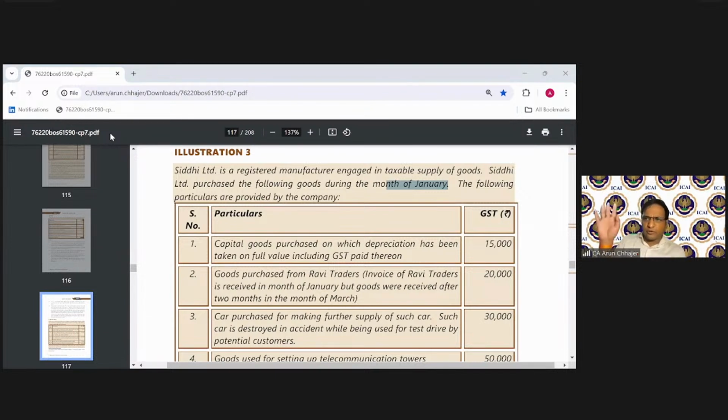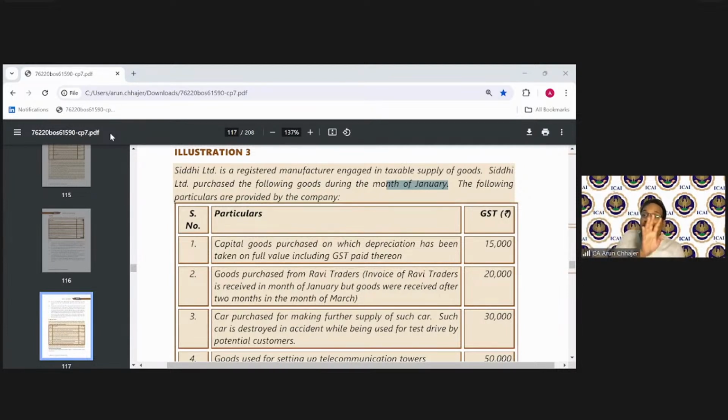Here we are not talking about the filing of the GST return. So can you claim the ITC? Claiming and reversing, that concept is applicable in the GSTR 3B. Absolutely correct, no problem.